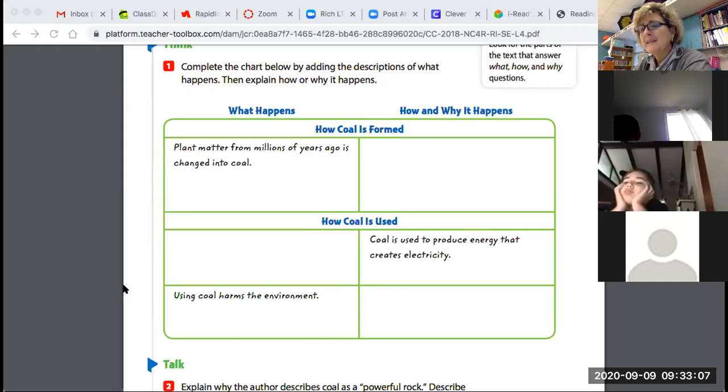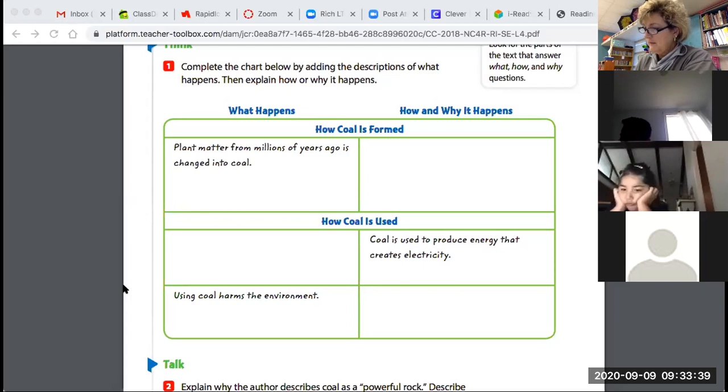That's evidence to prove plant matter changes into coal. That's your evidence, okay? All right, the next one down says, coal is used to produce energy that creates electricity. So we have to go back and find out what happened to make it produce electricity. So we go back into the story. Where do we talk about electricity?